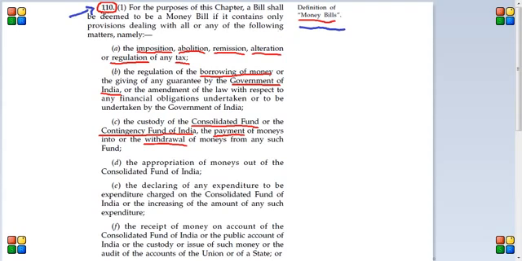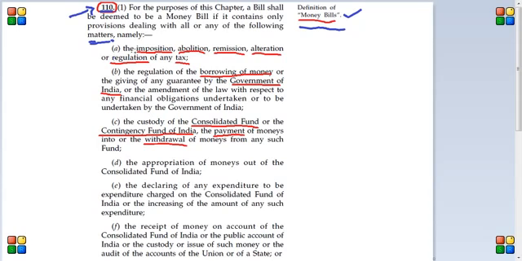Okay, now the thing that we have to remember is that Article 110 talks about money bills. This kind of question could be asked by UPSC, so just keep that in mind. Clause 1 says, for the purpose of this chapter, a bill shall be deemed to be a money bill if it contains only provisions dealing with all or any of the following matters. So if the following things are present in any bill, then it's called a money bill.